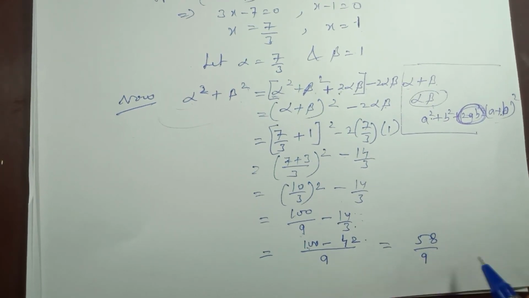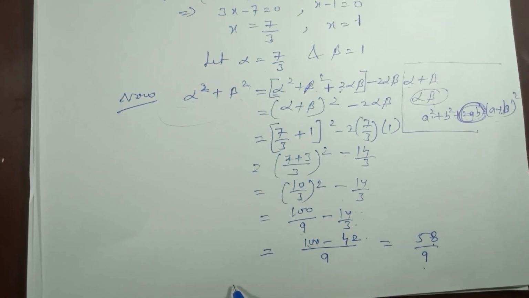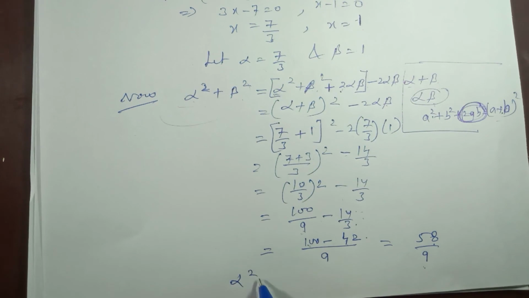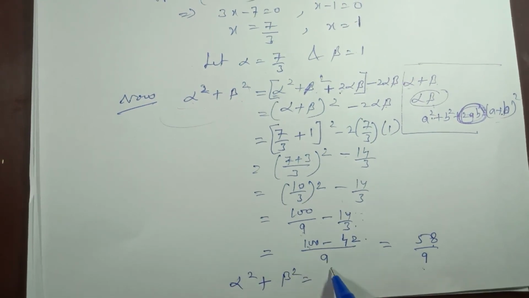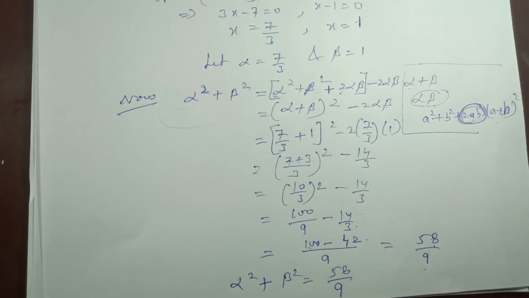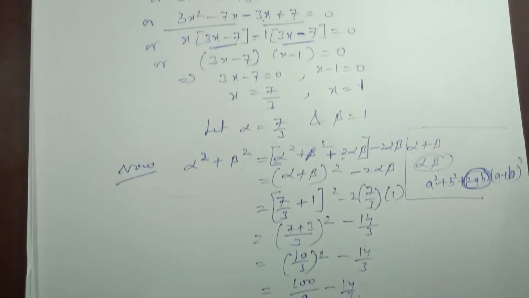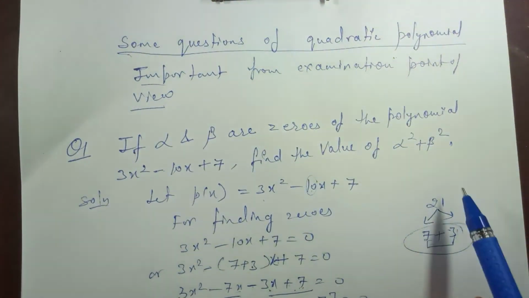These two numbers are not cancelled by anyone, so we can say the value of alpha square plus beta square is equal to 58 by 9. This way we can find the value of any required expression containing the zeros of the polynomial. Thank you.